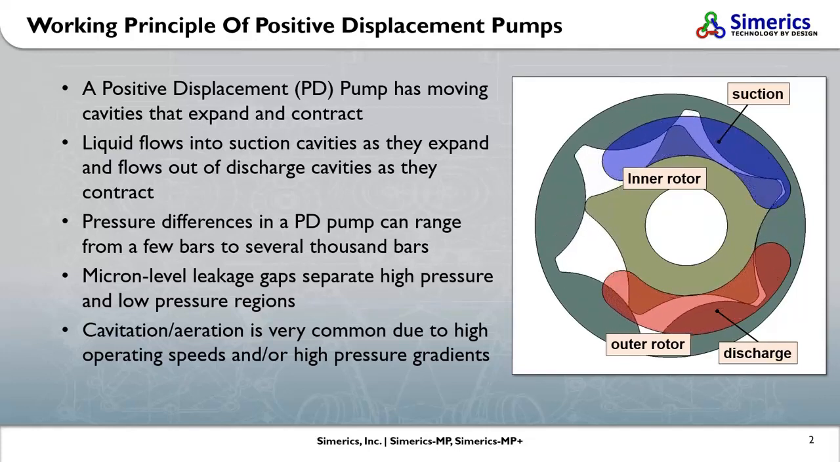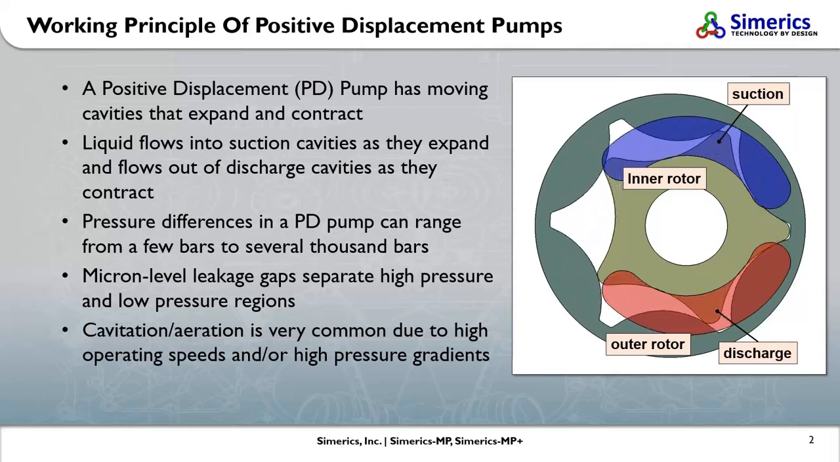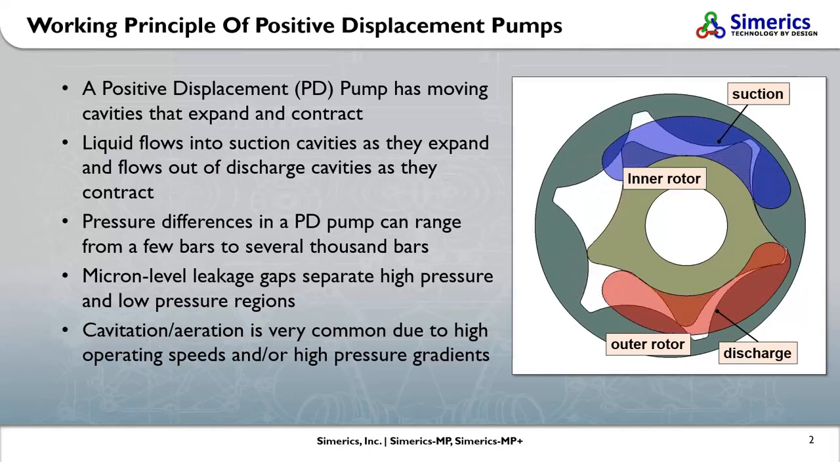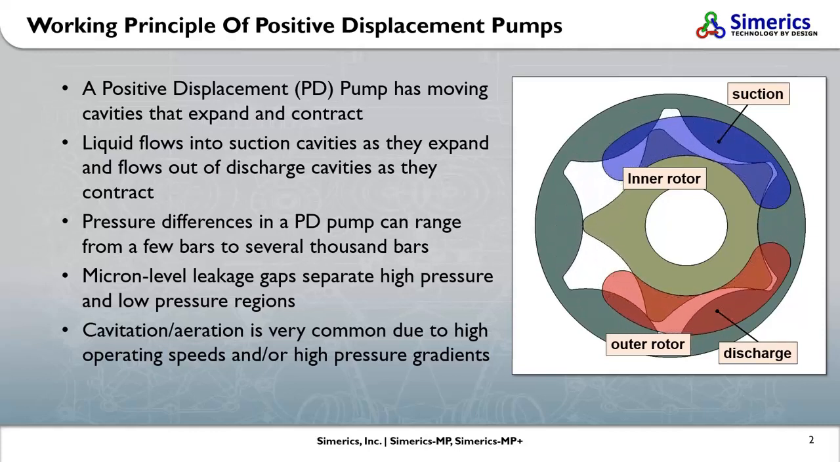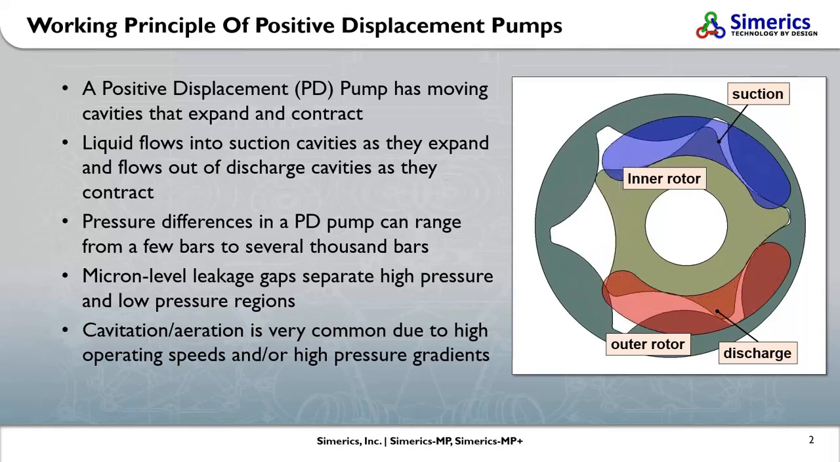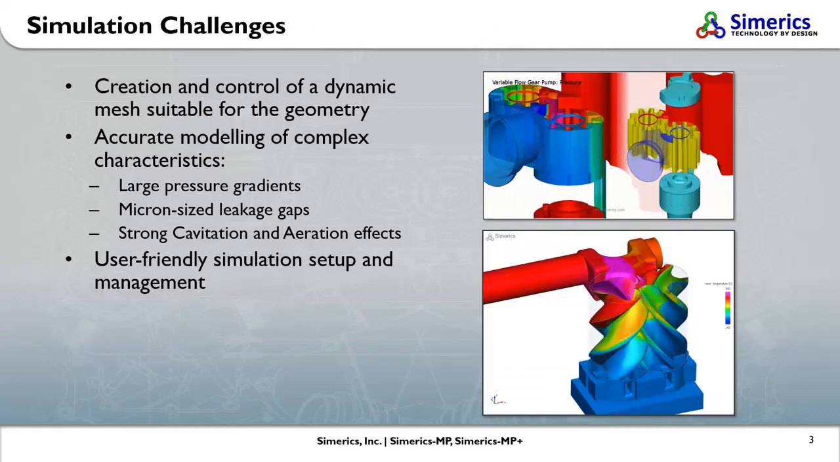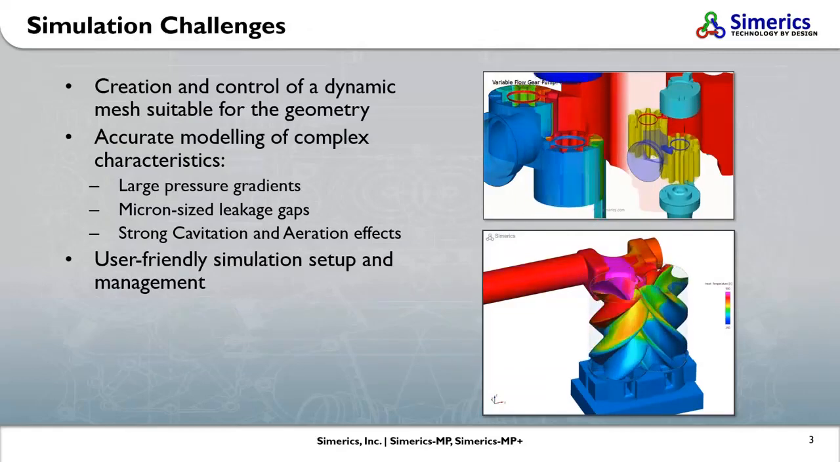The pressure differences in positive displacement machines can range from several bar to several thousand bar. Additionally, as these machines typically operate at high speeds, cavitation is a common occurrence. Now let's take a look at the technical challenges faced in the simulation of positive displacement machines.